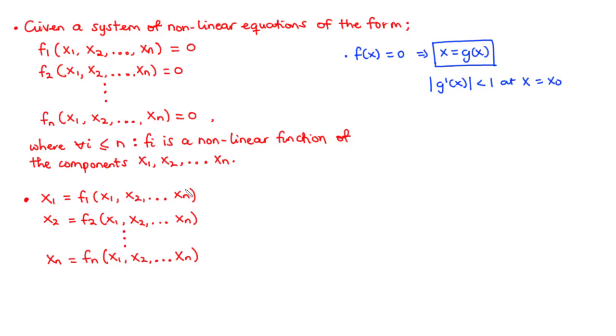Similarly, we are going to transform each of the root finding problems here into fixed point problems, so that we have x1 equals f1 of x1, x2 through to xn, x2 equals f2 of x1, x2 through to xn, and then xn equals fn of x1, x2 through to xn. Now remember that in the previous lesson we made a point: the form x is equal to g of x is not unique, simply because we could have various forms of x is equal to g of x.